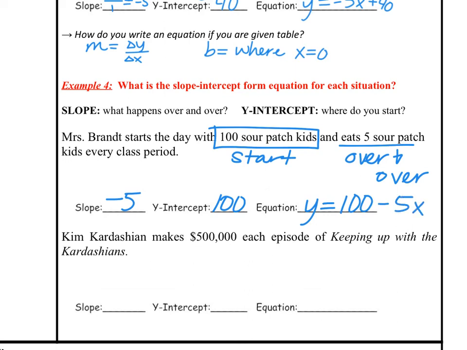It does not matter which order you put. You could put the x first or the x second, like the -5x first or second. It just makes more sense to me like this. You start at 100 and then go down at 5 every class.